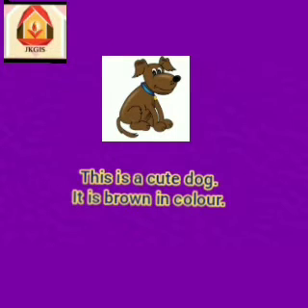Now, we can see a picture of a dog. This is a cute dog. It is brown in color. Here you can see we have used the word it. When we have a single animal, place or thing, then we use the pronoun it. Here we have only one dog, so we have used the pronoun it for this dog.